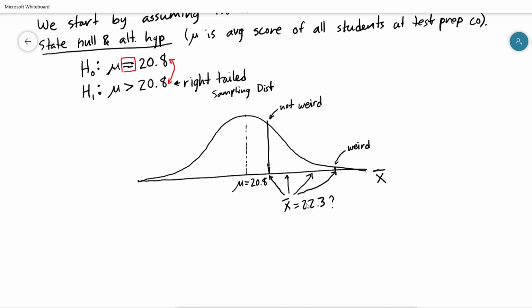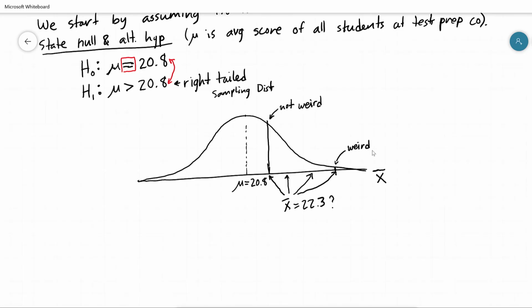And we want to look at this result and see, under the assumption that they don't score better than anybody else, is this a weird result or is it not weird? If it's close to the value I was expecting, it's not that weird. If it's way out here in the tail, that would be weird. That would be unlikely to have just totally happened by chance. And that's what this ultimately boils down to. So we just need to figure out where our x-bar falls.